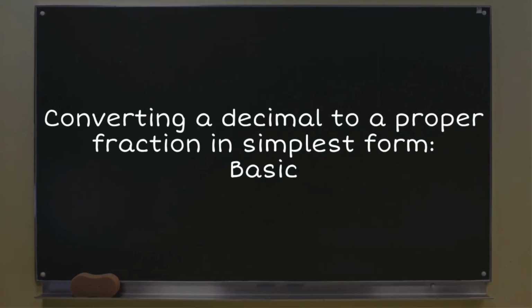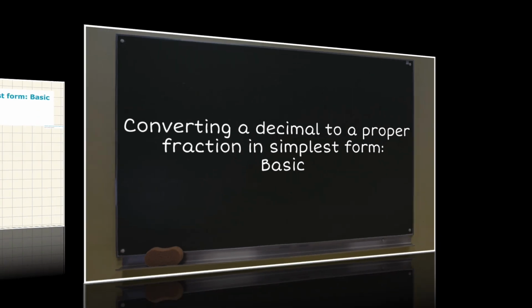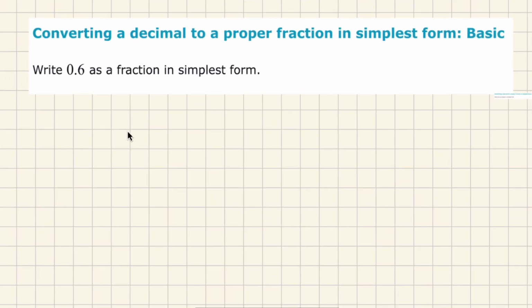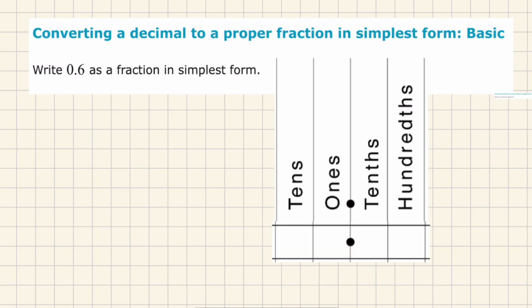Converting a decimal to a proper fraction in simplest form, basic. In this example, we're asked to write 0.6 as a fraction in simplest form. I'll start by recalling that our place values here have 0 in the ones value, and the 6 after the decimal is in the tenths place. So that means that when we write this as a proper fraction, nothing would go in the ones place.